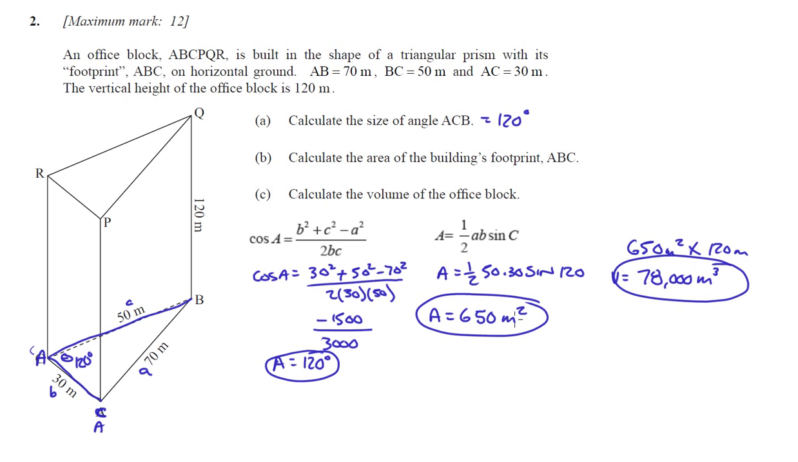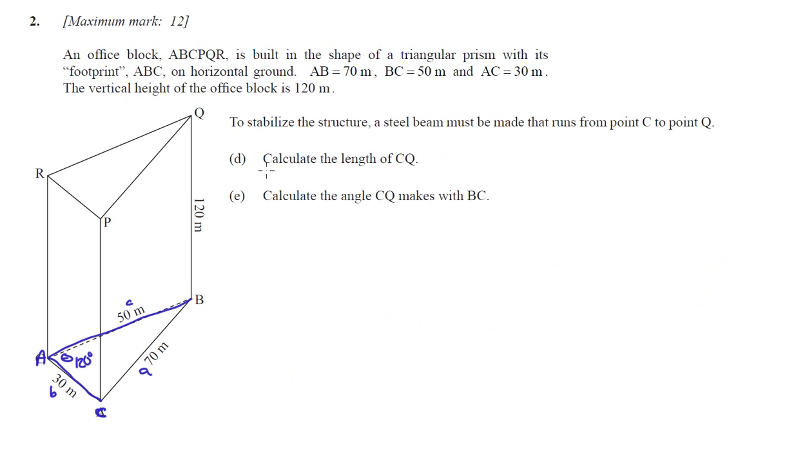Just as a quick note, if you left your 649.5 blah blah blah in there and multiplied it by 120, you would have ended up with 77,942.2 blah blah blah. And that is also acceptable, but if you use your rounded number, that is also acceptable. Okay? Moving on to the next parts.